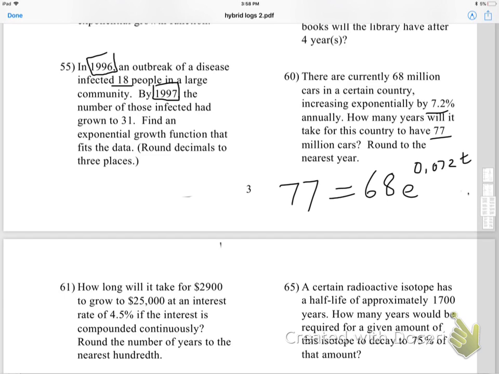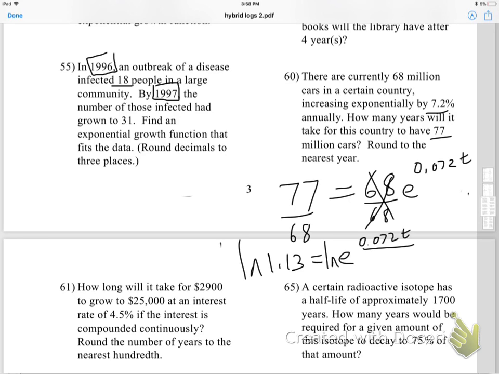So again, I'm not going to do all of this. I would divide by 68. So I'm going to do 77 divided by 68. That is 1.13. So 1.13 equals e to the 0.072t. I would then log both sides, because on the right-hand side, it's just that as the answer. Then I would divide both sides by 0.072, and whatever that comes out to be is t.